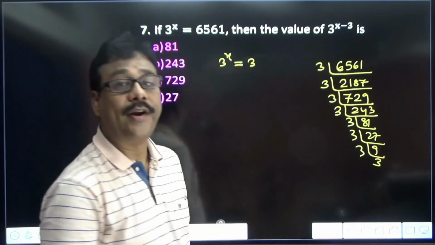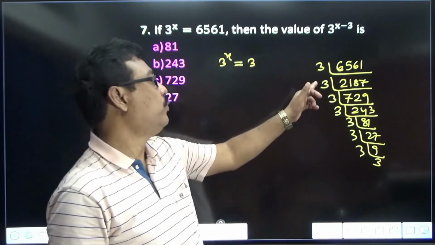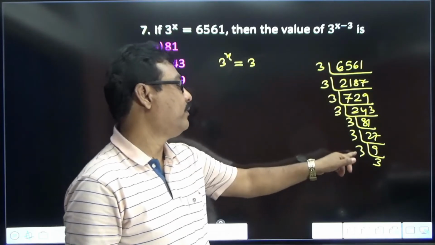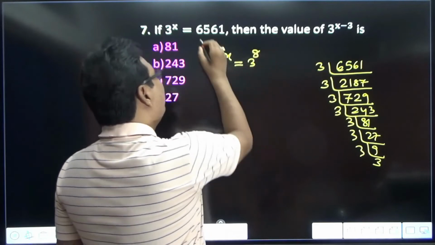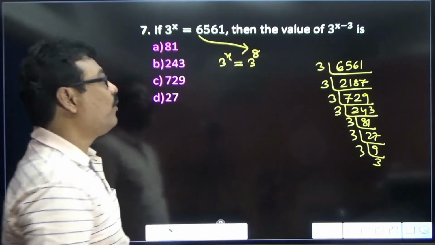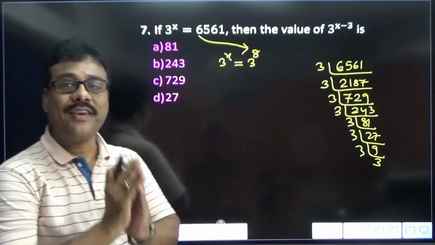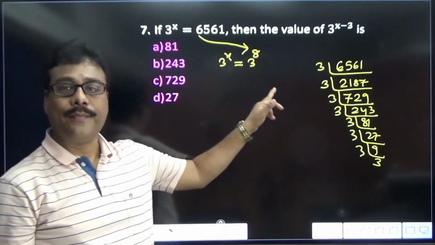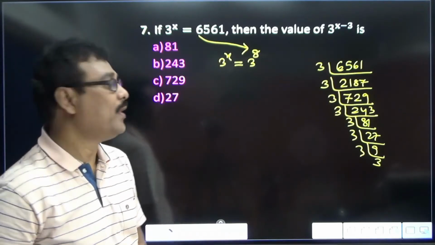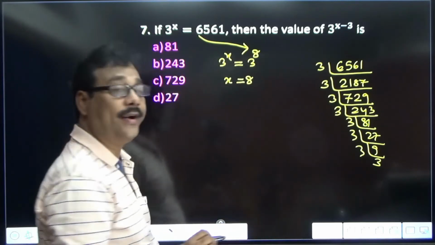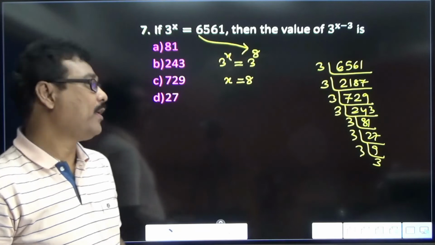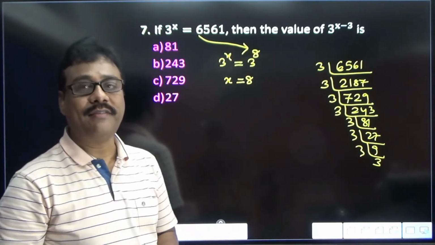So how many times are we getting 3? 1, 2, 3, 4, 5, 6, 7, 8. This is 3 to the power 8. So 6561 is 3 to the power 8. Now you can see here the base is the same, so the power has to be the same. X is equal to 8. I think all of you are getting it. Got it? Okay. So the value of x we got is 8.